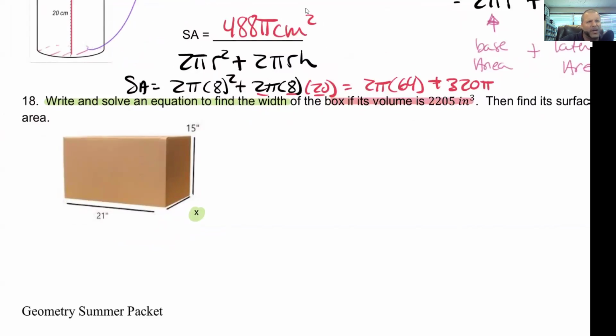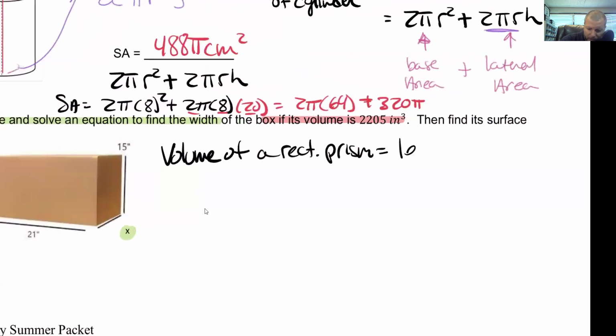So when we have a geometry question, generally have a picture, label the picture, and then write any formulas that you know. Got a picture, we've labeled the picture with everything that's possible. So let's write any equations that we need. So we have a box, a rectangular prism. We know that the volume of a rectangular prism is the length times the width times the height.